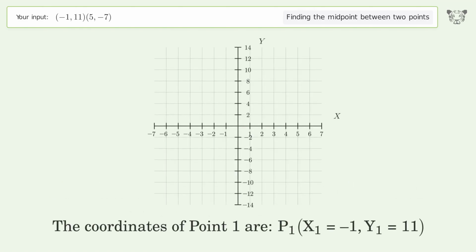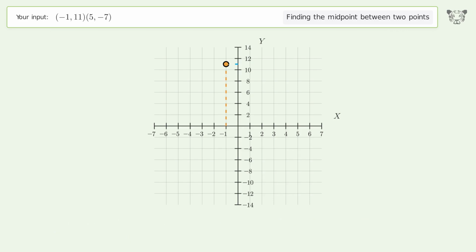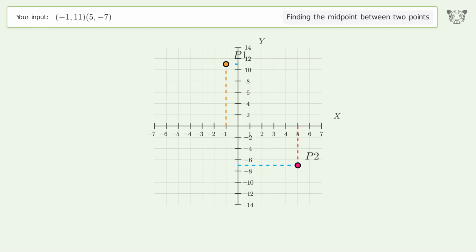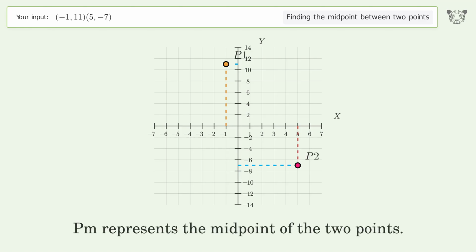The coordinates of point 1 are, x1 equals -1, y1 equals 11. The coordinates of point 2 are, x2 equals 5, y2 equals -7. PM represents the midpoint of the 2 points.